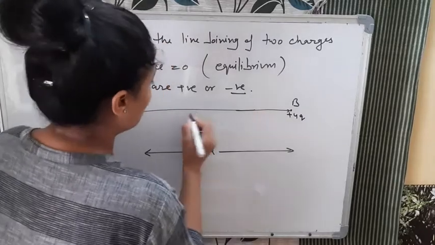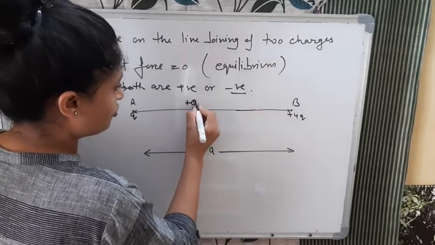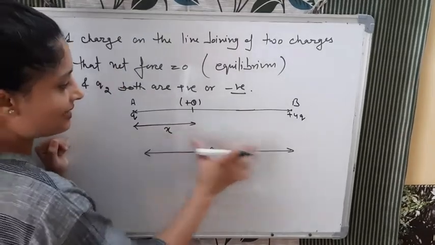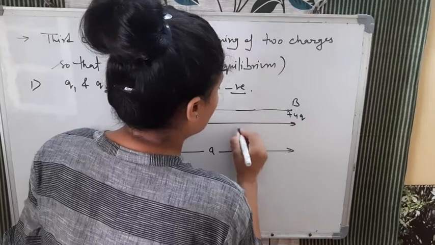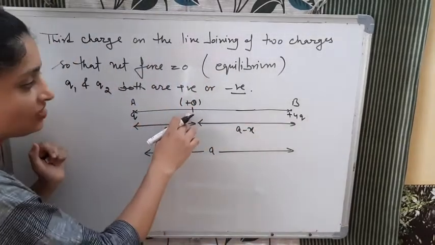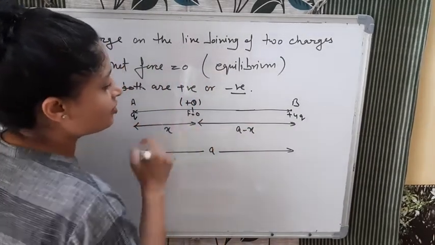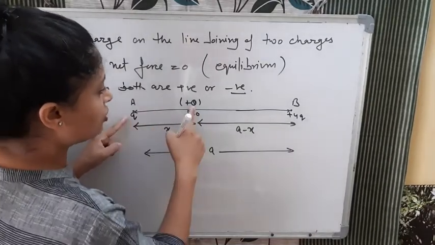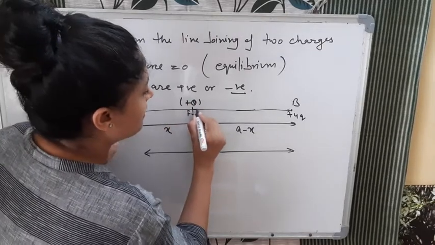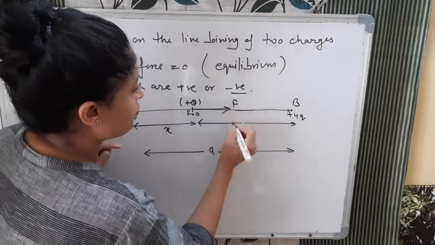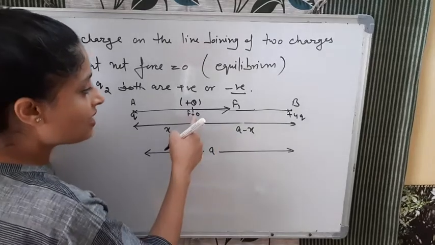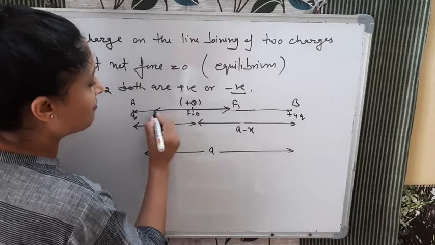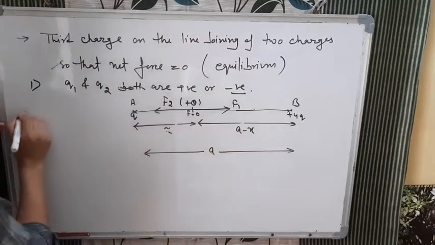So what we will assume is that, for example, we are putting that plus Q here. So this distance, if I am saying x, then what will be this? A minus x. And now we are putting this charge in such a way that net force should be zero on this charge. So how will we calculate? First thing, due to this plus q, the charge plus Q will get repelled this side. So this will be force F1, we are saying. Now on the same plus Q, due to this plus 4q, it will also repel this side, F2. So now calculate F1 and F2.